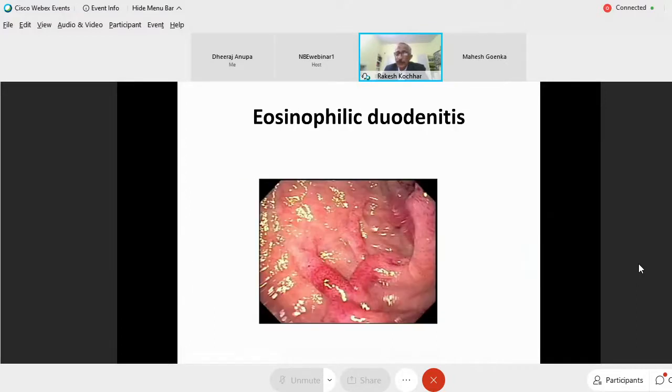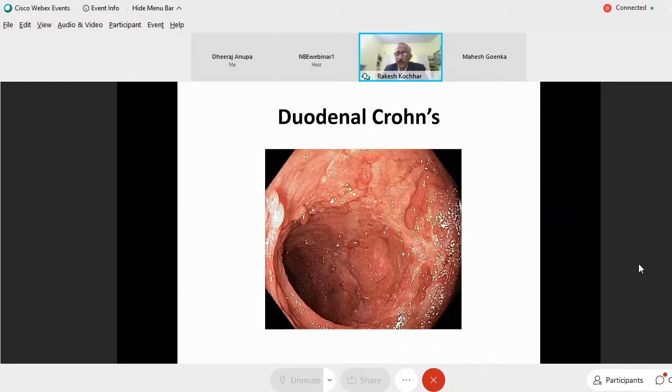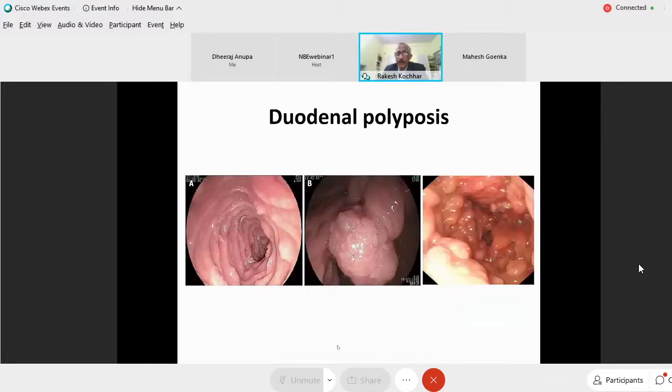Lastly, eosinophilic duodenitis, there's no way that you can make a diagnosis. You have to have biopsy. Duodenal Crohn's, again, classical Crohn's, deep ulcers, pseudopolypi and mucosal bridging. Then polyps in the duodenum. This was a case of Brunner's gland hyperplasia, classically in the first part of the duodenum. So small nodularity, more than nodularity in the first part.